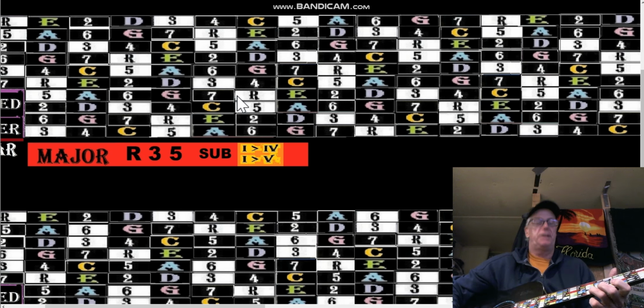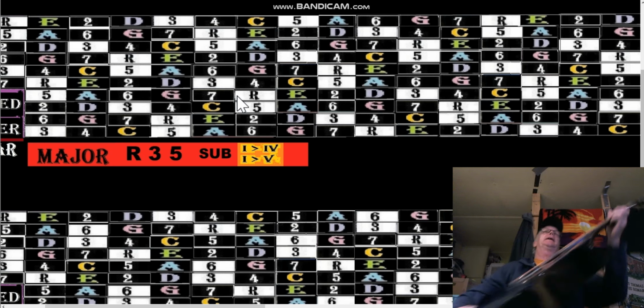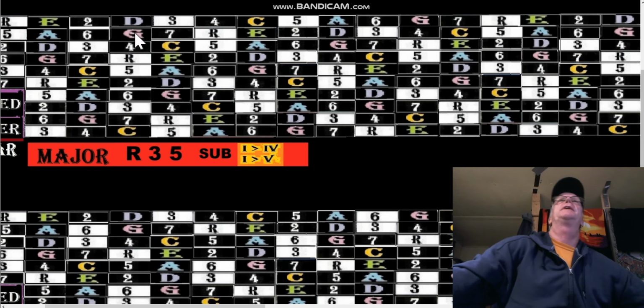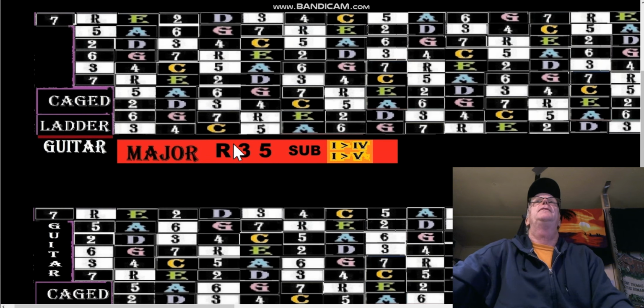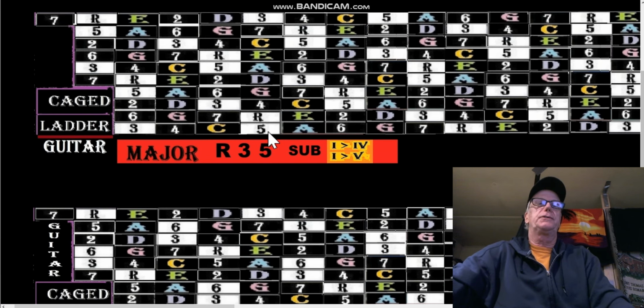3, 5 there, and then back up to root like that. I kind of messed that up. Sorry, but that was the fifth substitution. Okay, played from the C box. You see how it's easy because you only have to remember the string shapes for root 3/5.